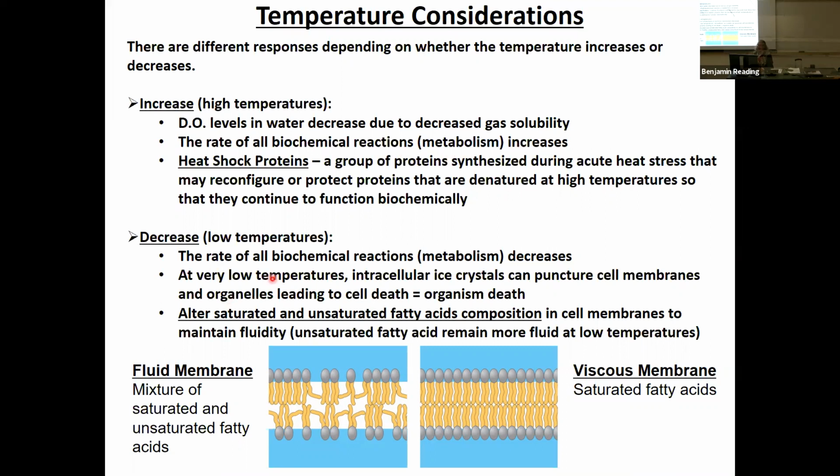Now, at low temperatures, there are some considerations as well. The rate of all biochemical reactions slows down. And what this means is a predator can sneak up on you and eat you, and you literally don't have the energy to escape. And so you're at risk. At very low temperatures, also, intracellular ice crystals can puncture cell membranes. You can actually have ice crystals form inside of the cells. And of course, organelle death leads to cell death, which leads to death of the fish. So it's not good. And we'll talk about the importance of this in the next slide.